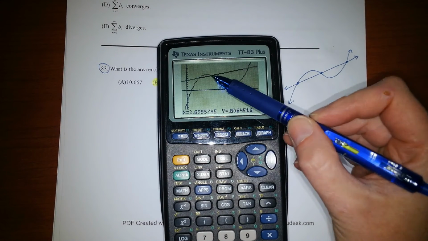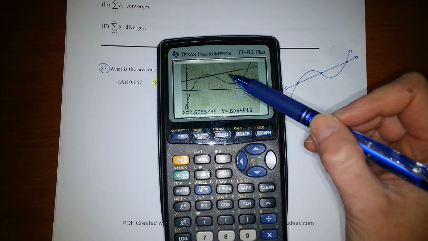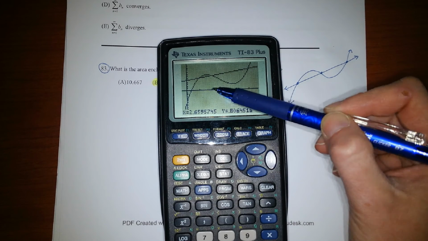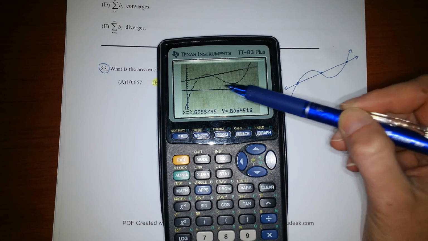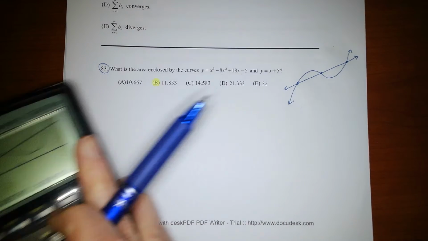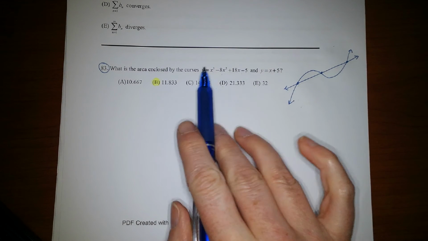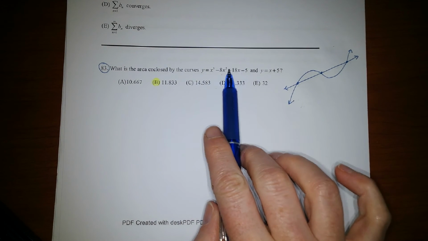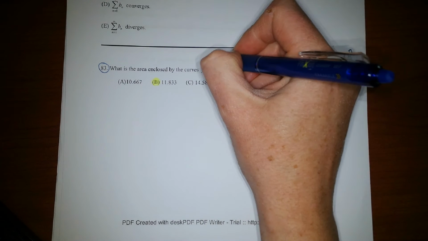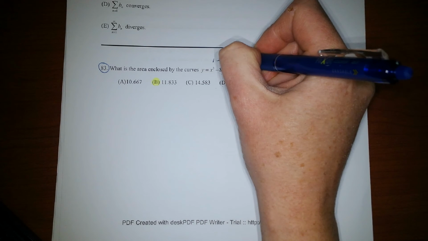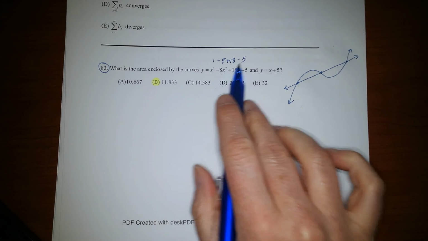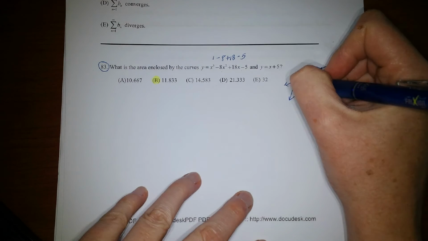Okay, so I want to know what are the x values where those three intersections happen. It looks like it happens at 1, 3, and 5. So one thing you could do if you don't want to bother with the intersect feature is you could plug 1 into both and see if you get the same thing. So let's do that. 1 minus 8 plus 18 minus 5, negative 7, 6, and 6. So you could tell this is at x equals 1.